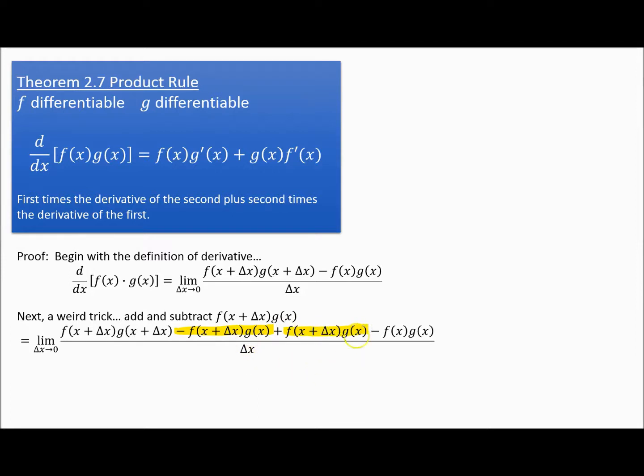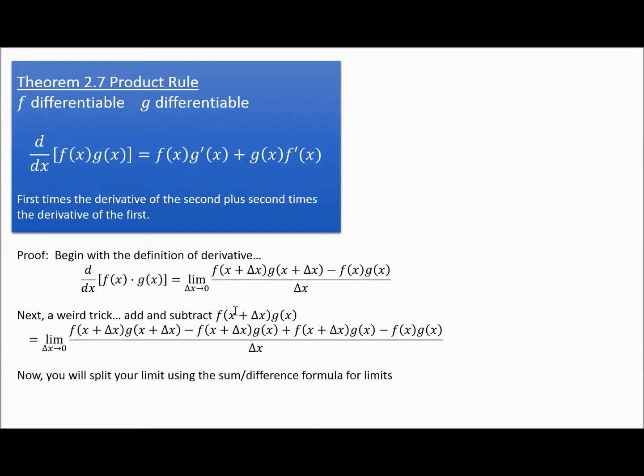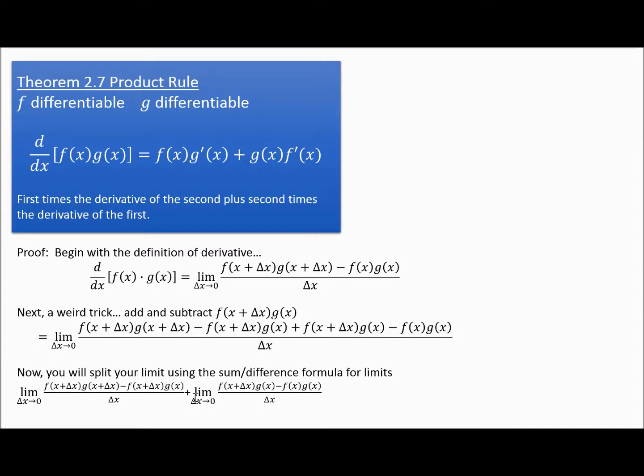And notice the rest of it is exactly what we have for our definition of the derivative. Now, why would I do such a thing? So I can group these together and factor, of course, right? Now look what happens when I do that. So it says now you will split your limit using the sum difference formula for limits. So look, see if this makes sense.